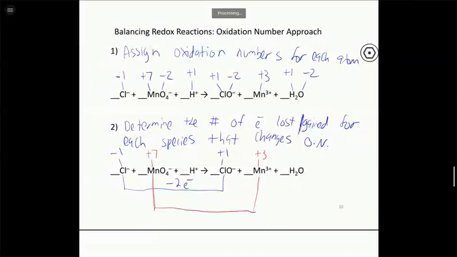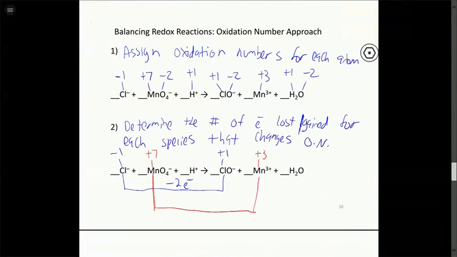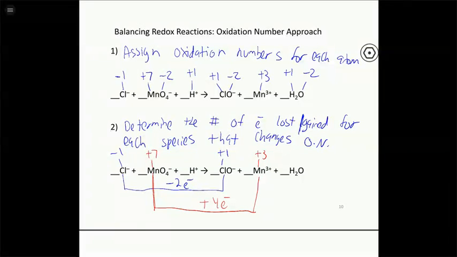That's a difference of 4 in the oxidation number, so that means manganese is gaining 4 electrons. Its oxidation number is decreasing by 4, which means it's a difference of 4 electrons. Okay? So always you're going to have one species losing electrons, one species gaining electrons. It doesn't so much matter if you keep those straight for the purposes of balancing, but we do need to know how many electrons that is. 2 electrons for this one, 4 electrons for this one.